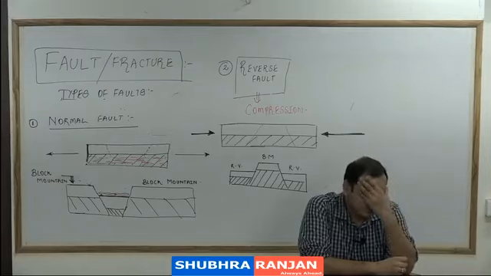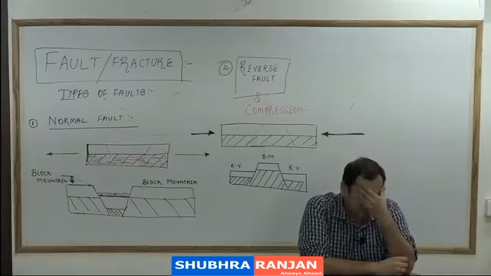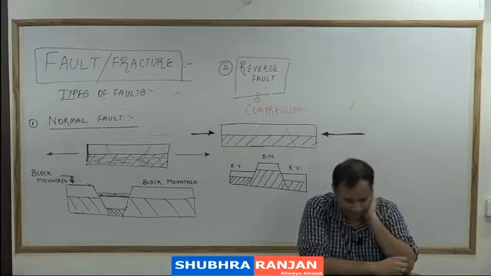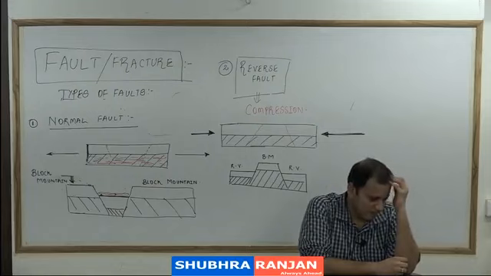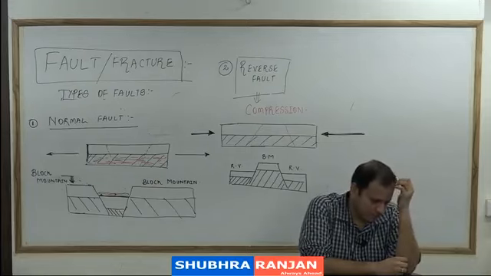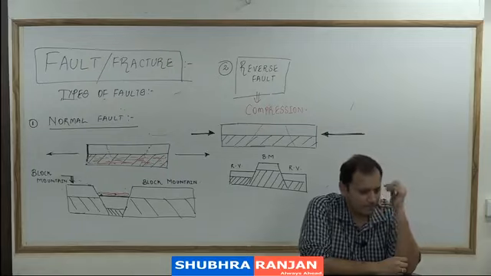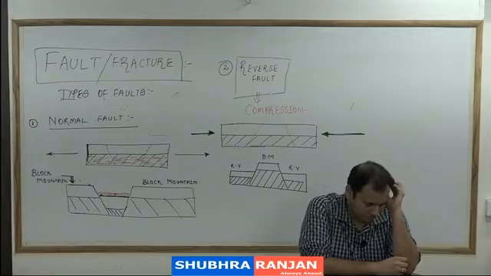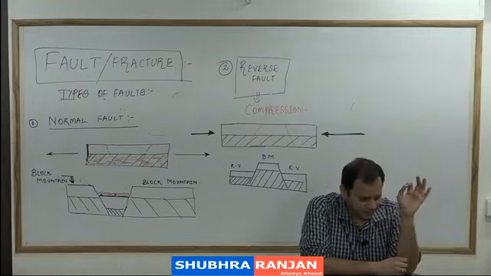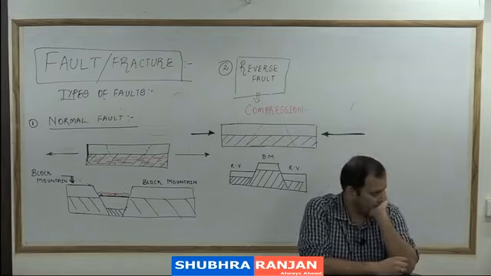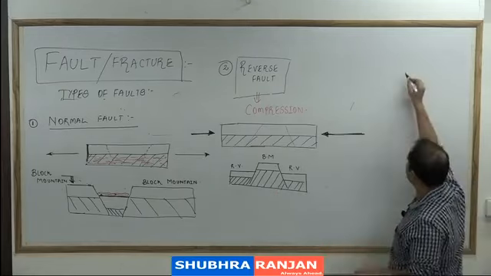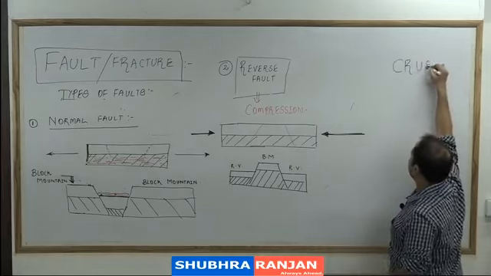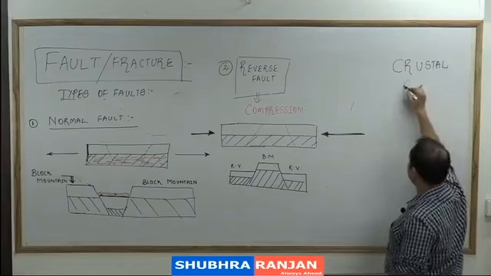So take down reverse faults. The reverse fault is formed due to compressive forces. It results into crustal shortening, or the shortening of the Earth's crust.